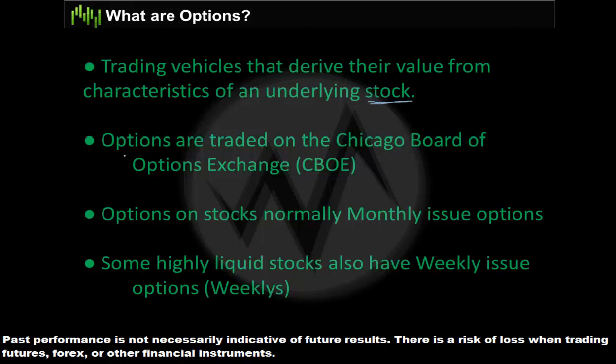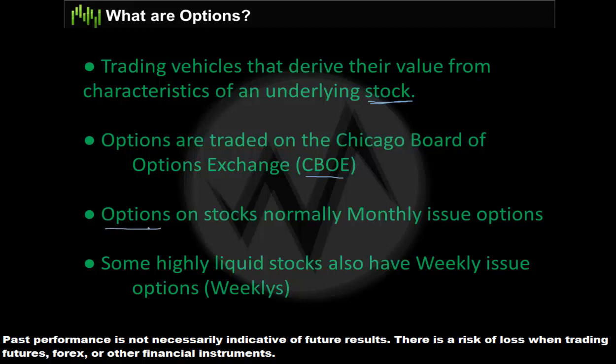A little bit more background. Options are traded on the Chicago Board Options Exchange, the CBOE. The CBOE is their home exchange, but it is also involved in standardization of option contracts: the size, the strike prices, the contract specifications, when they're created and when they expire.